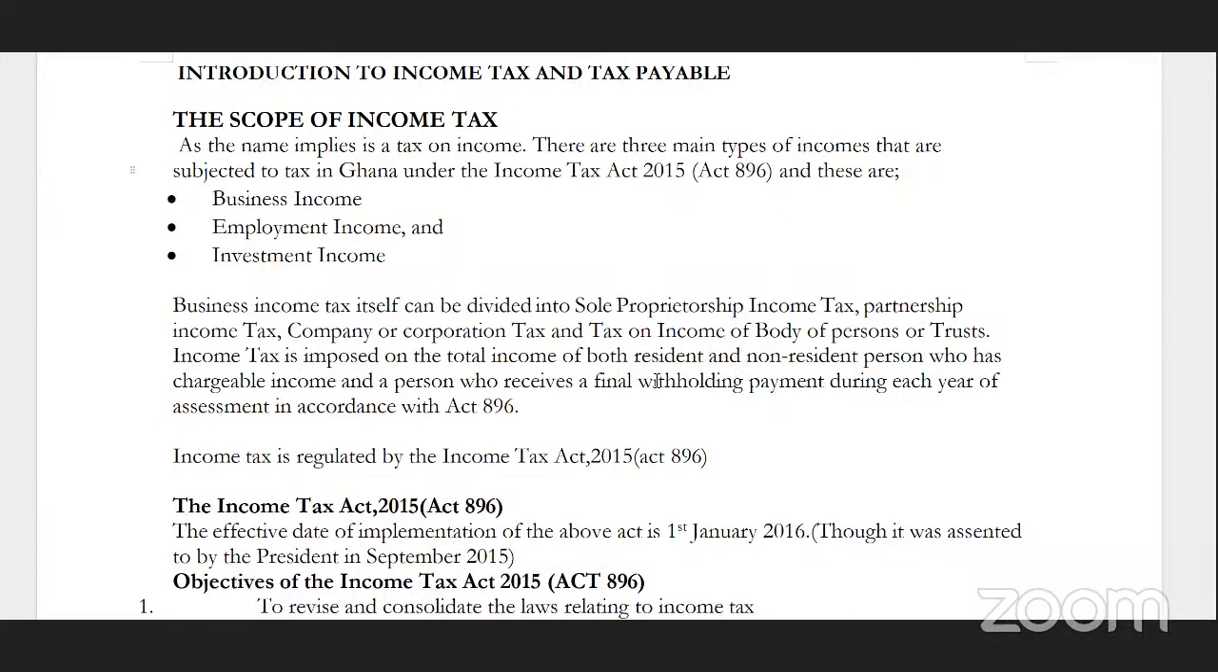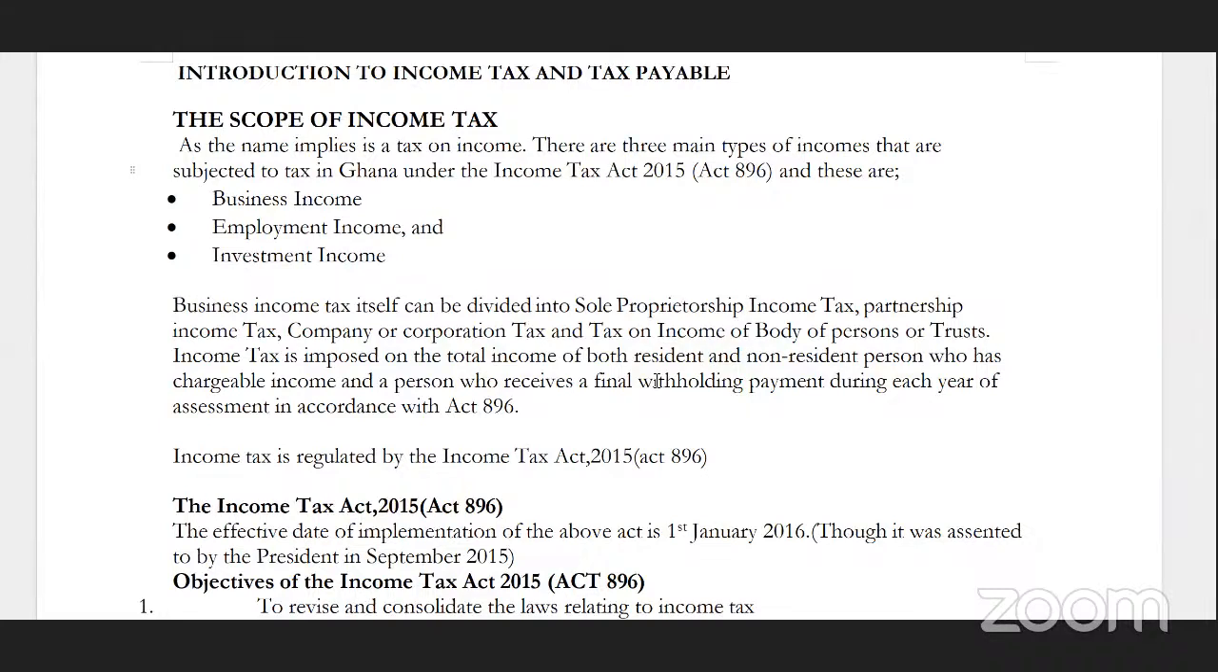Business, employment, and investment, especially business and investment, can apply to different kinds of persons, but employment is mostly for an individual. Remember, an entity cannot have employment. It's an individual who has employment income. But when it comes to business and investment, we are talking about individuals and entities. An individual can have all three types of income. Business income itself can be divided into sole proprietorship income tax, partnership income tax, company or corporation tax, and tax on income of a body of persons or trust. So these ranges of income can be on all these types of persons.